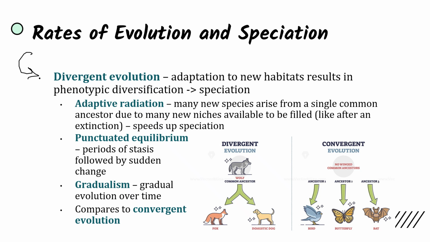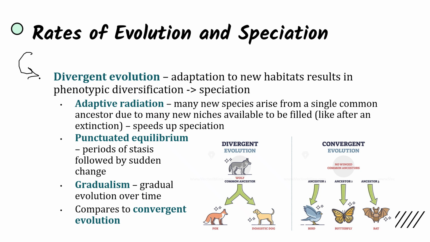So for instance, if there's an extinction that occurs, all of a sudden there are a lot more roles within the environment that can be fulfilled, and speciation will occur as different individuals that are phenotypically different are going to be filling those roles and surviving and reproducing, and that's going to speed up speciation. There's also punctuated equilibrium, where we see periods of stasis followed by sudden change. So there's going to be no speciation occurring, and then all of a sudden there's going to be sudden evolution and speciation, compared to gradualism, where there's gradual evolution over time.